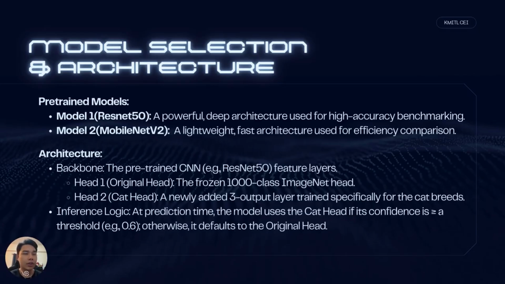Here is where our model becomes a bit unique. We use pre-trained CNN backbones, like I mentioned earlier, for example ResNet50, and keep the original ImageNet classification head frozen. Then we add a new head, called the cat head, that focuses only on the three cat breeds. During inference, if the cat head confidence is higher than 0.6, it takes priority. Otherwise, the model relies on the original ImageNet head. This makes the system flexible and accurate on cats, but still capable of identifying other objects.